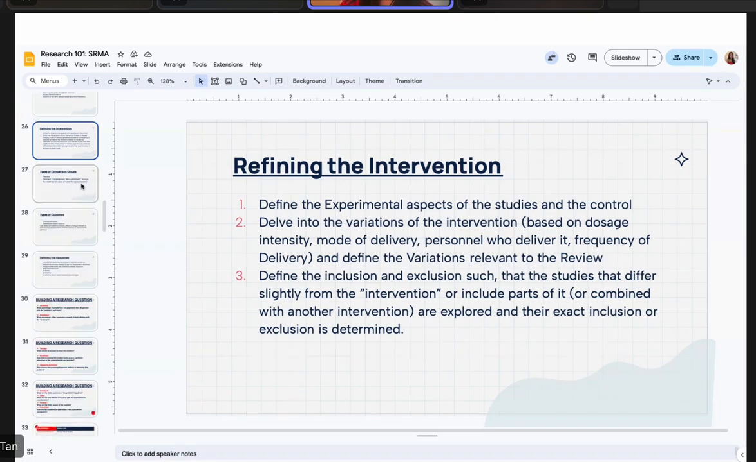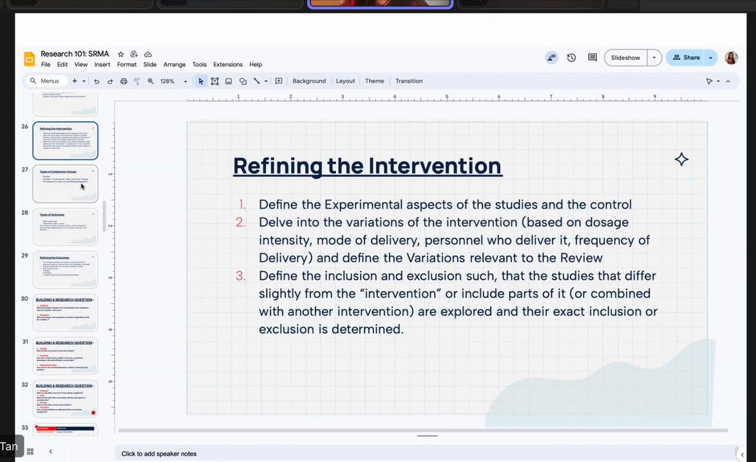Right, so refining your intervention, you need to define the experimental aspects of the studies and the control. Delve into the variations of the intervention based on dosage intensity, mode of delivery, personnel who deliver it, frequency of delivery, and define the variations relevant to the review. And you have to define the inclusion and exclusion such that the studies that differ slightly from the intervention or include parts of it are explored and the exact inclusion or exclusion is determined. So that's a very, very long paragraph. But basically, for example, if you want to try a new drug, you need to be very, very specific in what kind of studies you want to include.